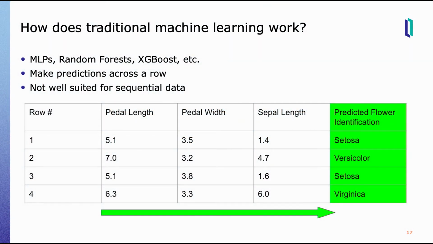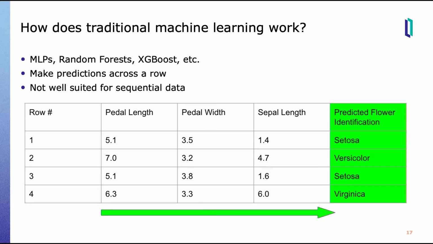We'll start by reviewing traditional machine learning. In a traditional machine learning setting, we utilize models like MLPs and random forests to make predictions across a row of data. If you take a look at the table here, you would use the feature petal length in row 1 and petal width in row 1 to make the prediction of the flower's identification, setosa, all across a single row.